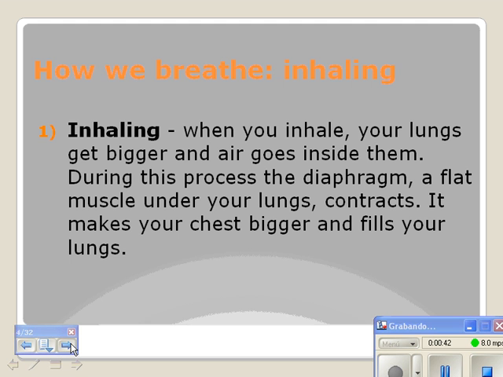Inhaling. When you inhale, your lungs get bigger and air goes inside them. During this process, the diaphragm, the flat muscle under your lungs, contracts. It makes your chest bigger and fills your lungs.